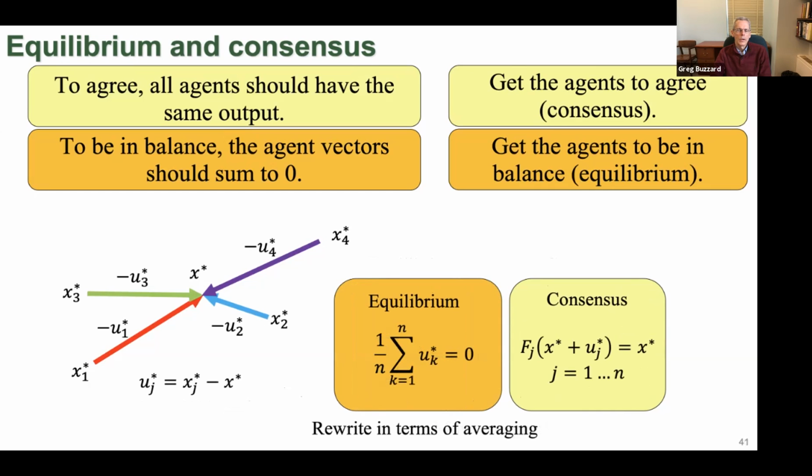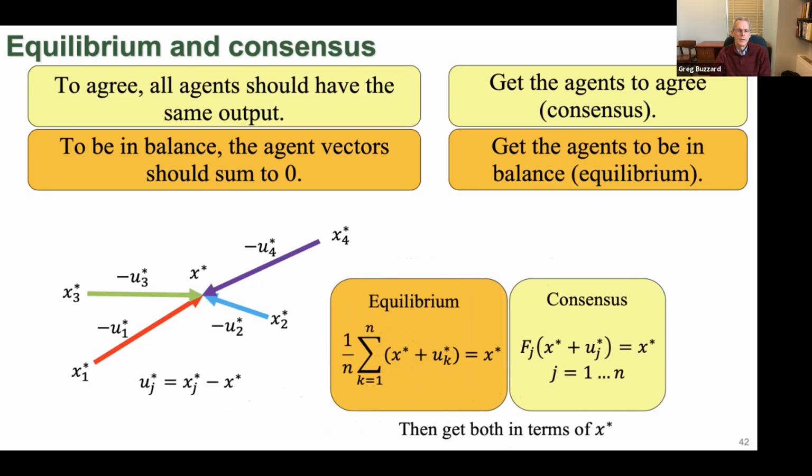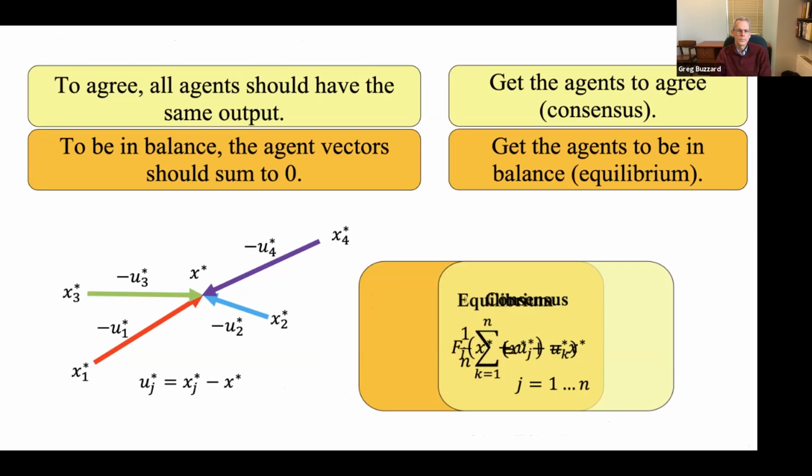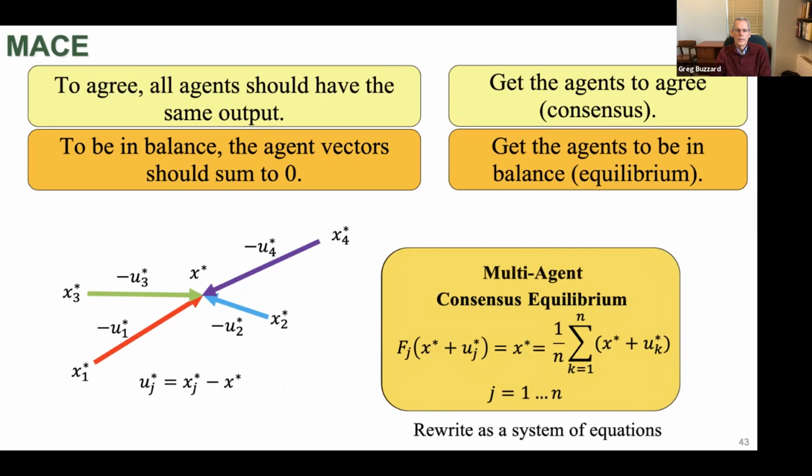And then really we're getting to the point of averaging. So if we average this sum, we still get 0. And now we get both the equilibrium and the consensus in terms of this x star, our output point, and these displacement variables. And then since both this average and the output of all these maps are the same point x star, we get this system of equations that encapsulates the full consensus equilibrium.